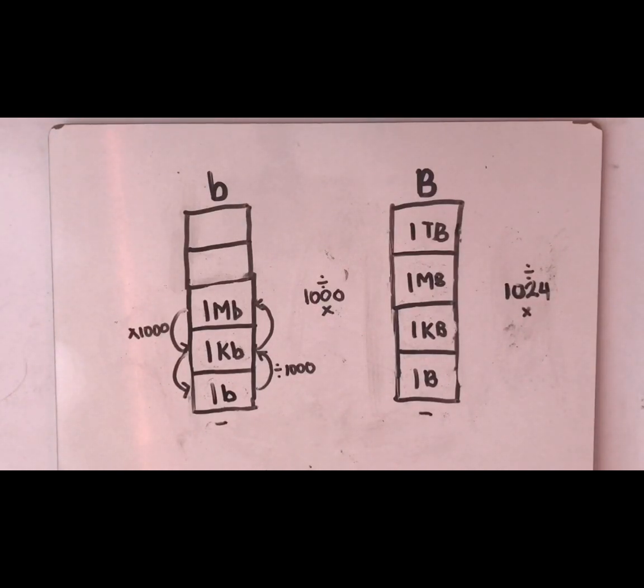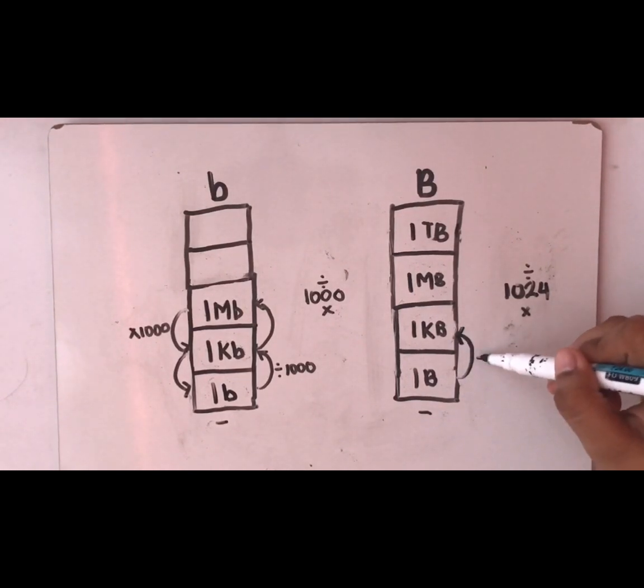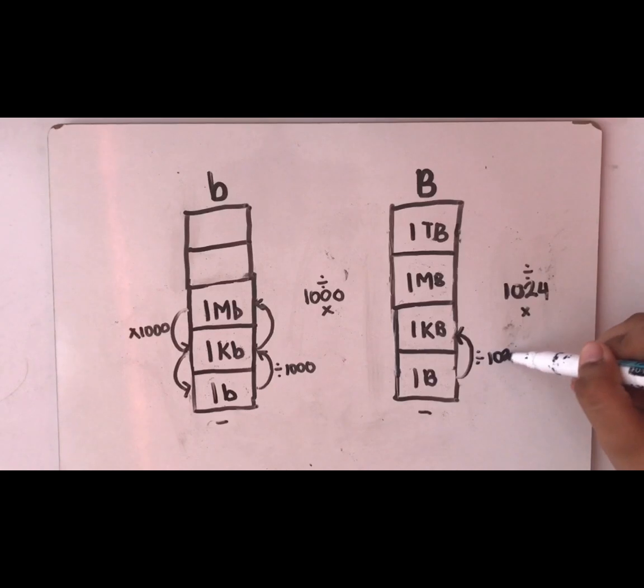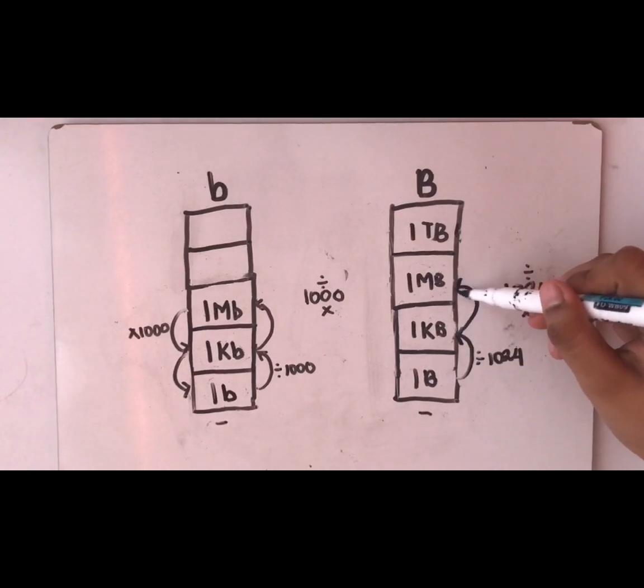So, when going from 1 byte to 1 kilobyte, we would be dividing 1 byte by 1024 in order for it to be 1 kilobyte. And same goes for kilobyte to megabyte and megabyte to terabyte.